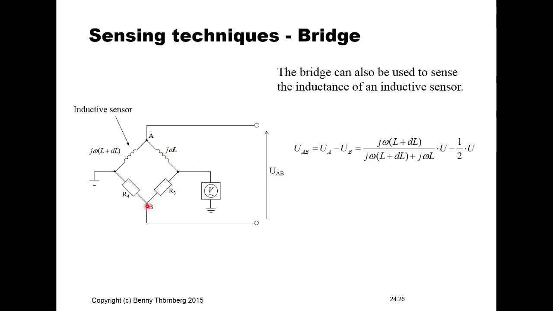And the voltage UB on this node is assumed to be half the voltage U, assuming that R4 and R3 are equal to R. And we can make an expression also for the sensitivity of the bridge according to this formula.